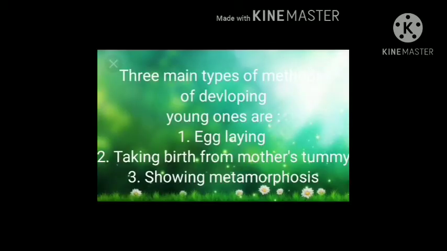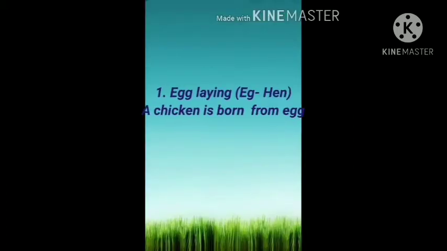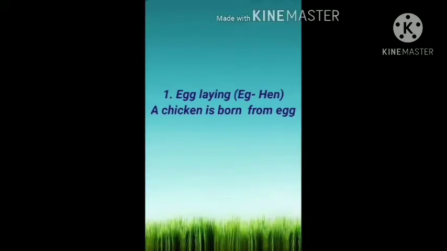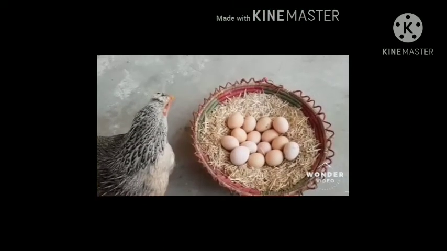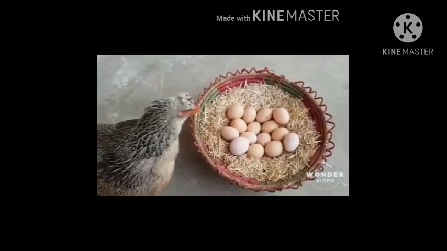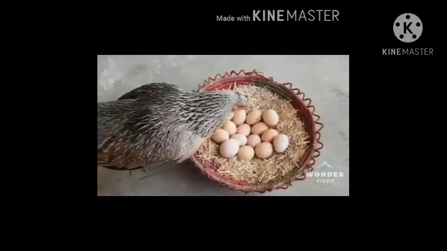From these examples, we understood that there are three main types of method of developing young ones. Let's learn in detail. First method of developing young one, that is egg laying. Have a look on a clip to understand how a chick takes birth from mother hen. Mother hen lays eggs. Her eggs are big enough to be seen.